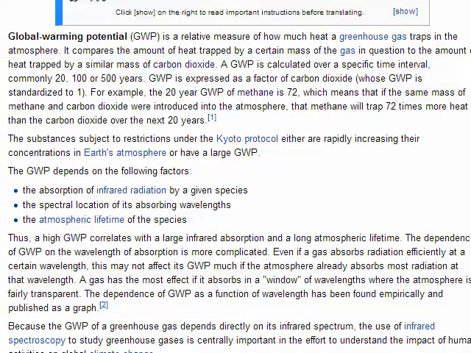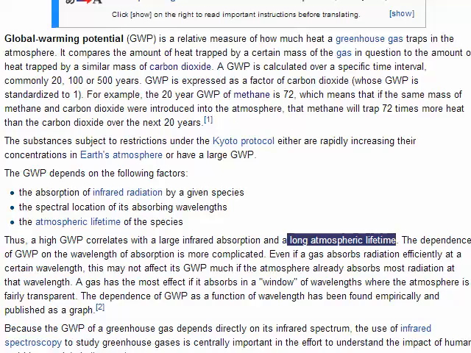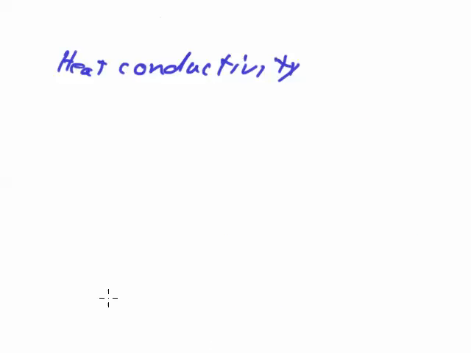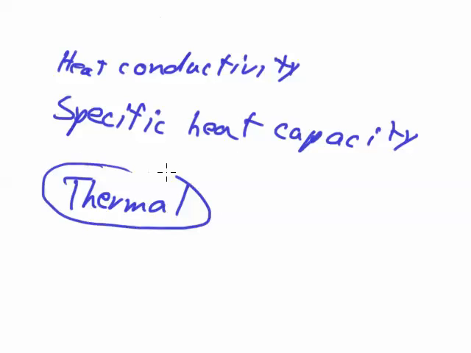So, where was I? A global warming potential correlates with a large infrared absorption and a long atmospheric lifetime. I feel like they're leaving out things like heat conductivity and specific heat capacity. And I feel like we shouldn't just be talking about the spectroscopic absorption rates. There's something else. The thermal absorption.